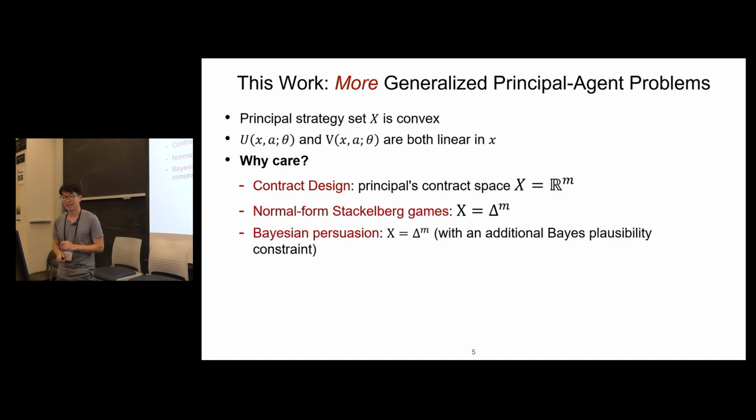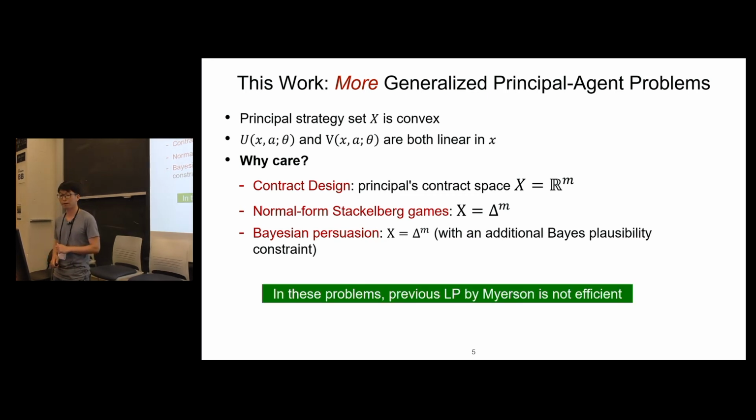That's it. And why do we care about this? As I mentioned, this turns out to capture a bunch of problems that I have seen before: contract design, normal form Stackelberg game, Bayesian persuasion, depending on what you pick as the X. But in this problem, the previous LP doesn't work because the LP depends on how many X there are, but there are infinitely many possible X.